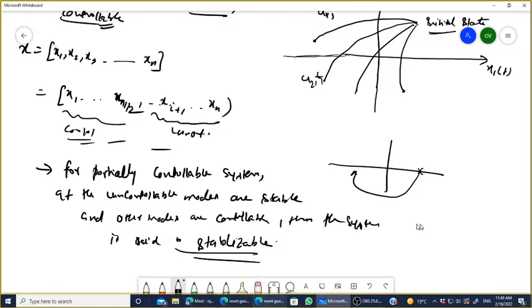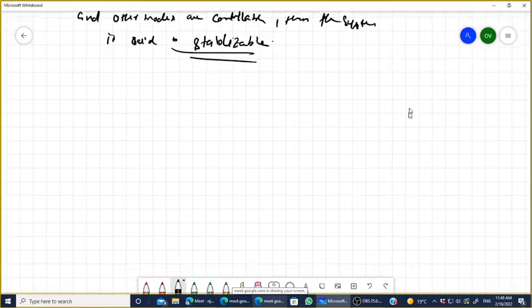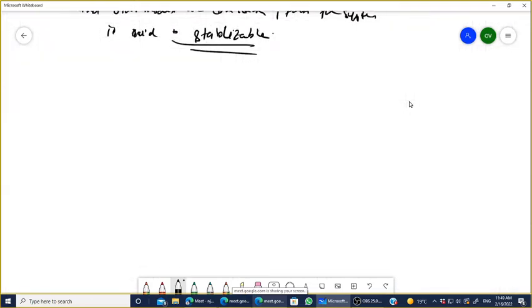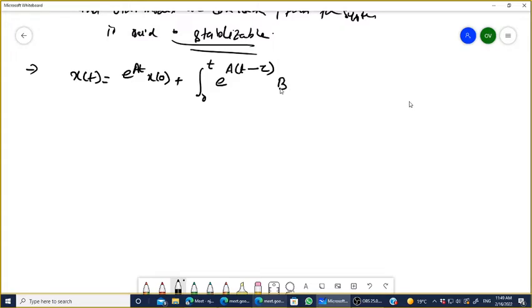Now once again, we are trying to see controllability from a different angle. Let's assume, you know, what is the solution of the state space equation? We have already evaluated x(t) equals e to the power At x naught plus integral from 0 to t of e to the power A(t minus tau) B u(tau) d tau, right?